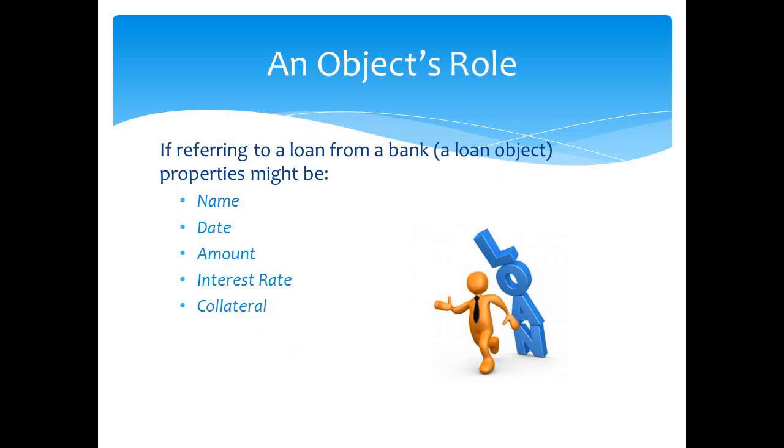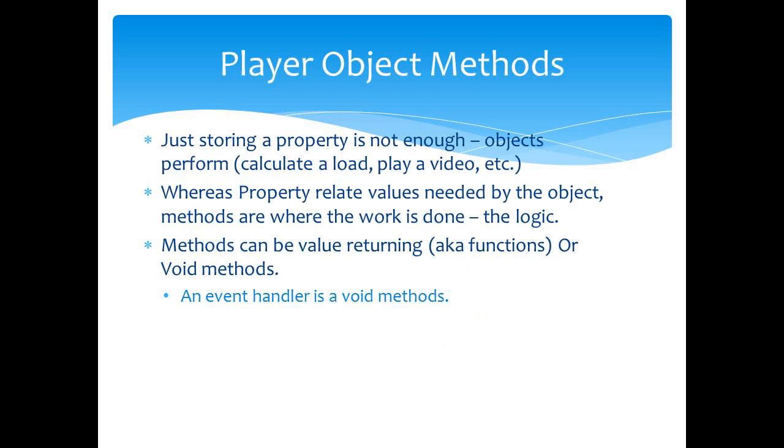That loan object might have properties: a name, what kind of loan it is, the date of the loan, the amount of the loan, perhaps the interest rate, maybe some collateral that you had to put on that loan. So just storing a property is not enough. Objects have to perform something. They have to do something. They calculate a loan. They might play a video. There's a variety of things that they might do.